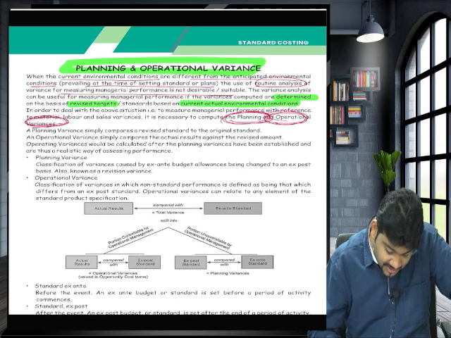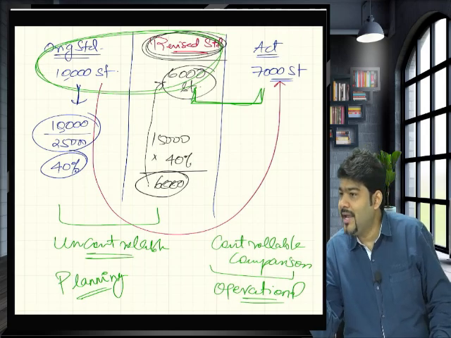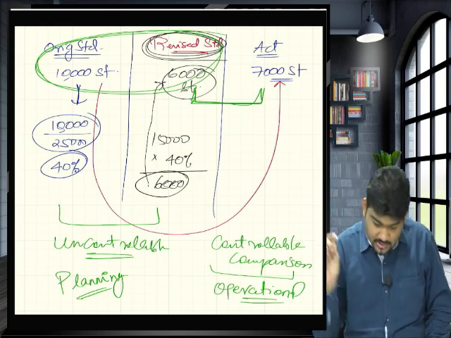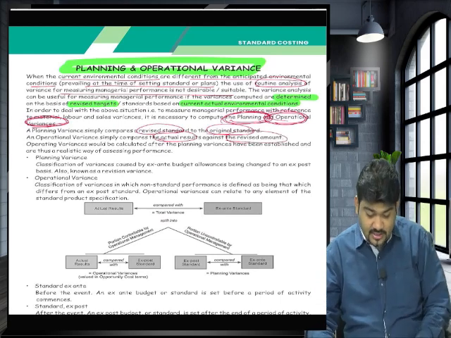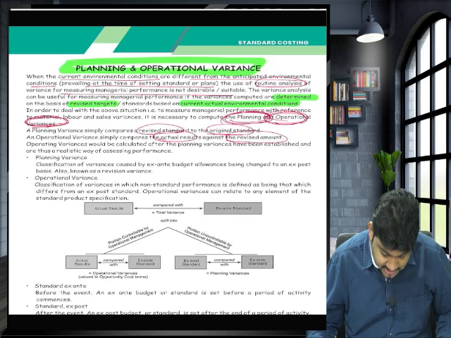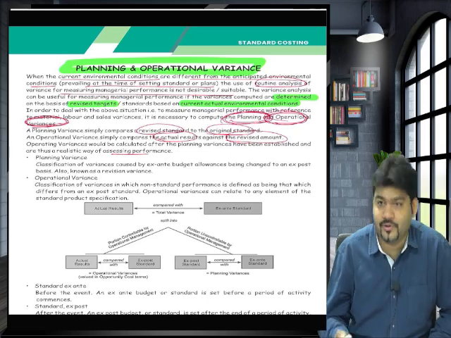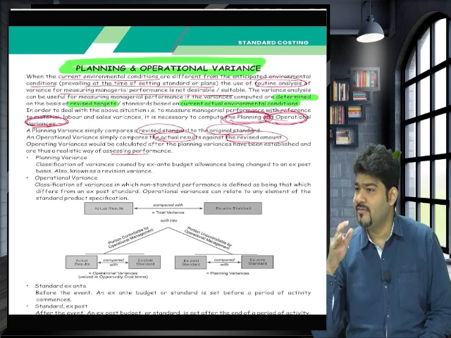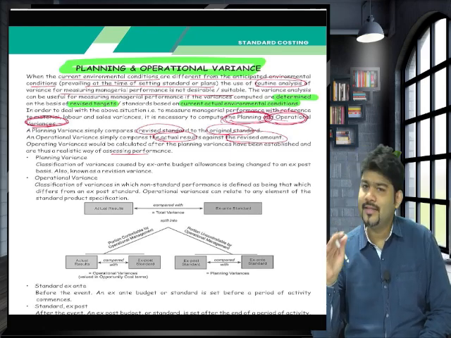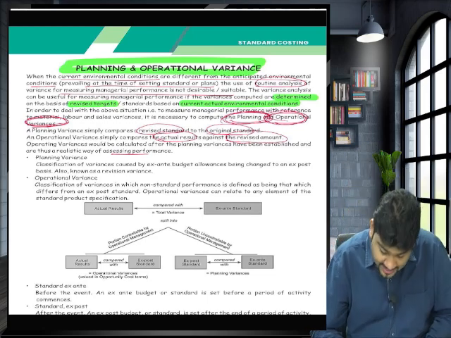Planning variance simply compares the revised standard to the original standard. Everybody, what does the planning variance do? Compares the revised standard with the original standard. Correct. Then operational variance simply compares the actual results against the revised amounts. All of this is clear to us here. Operational variance would be calculated after planning variance has been established and is thus a realistic way of assessing performance. You will start operational variance only after planning variance is done, because first you will compare original with revised standard, and then we will compare revised standard with the actuals. Fair enough?